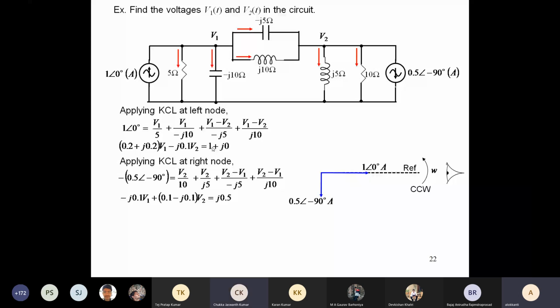You can apply Cramer's rule also. Ultimately V1 and V2 will be complex, and I want them in magnitude angle form. Once it is in magnitude angle form, you can put it in the phasor diagram. The purpose of magnitude angle form is that at that angle, with that magnitude to some scale, you can represent it in the phasor diagram.